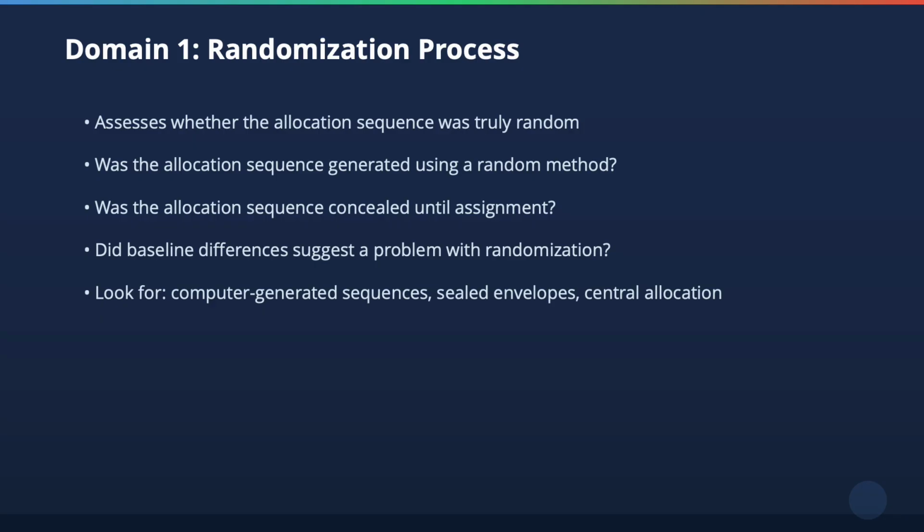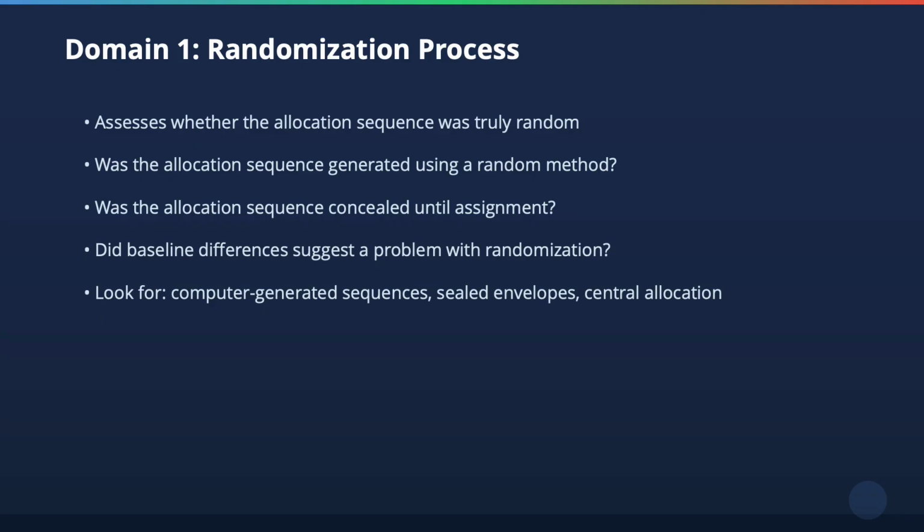Let us start with Domain 1, the randomization process. Was the allocation of participants truly random? Proper randomization is the foundation of a randomized controlled trial. The signaling questions ask 3 things. First, was the sequence generated using a random method? This means computer-generated numbers or random number tables, not alternation or date of birth, which are predictable.